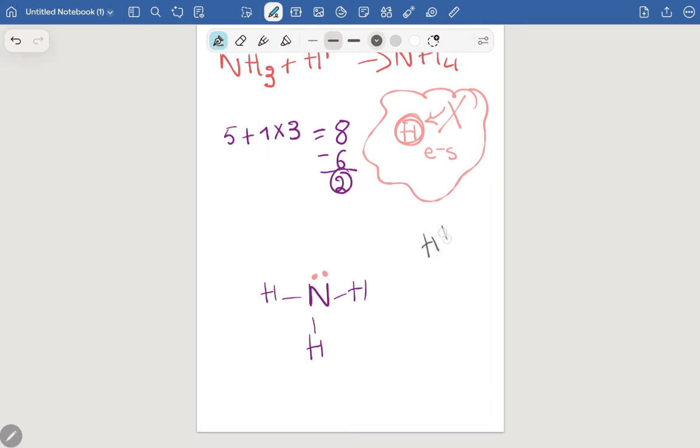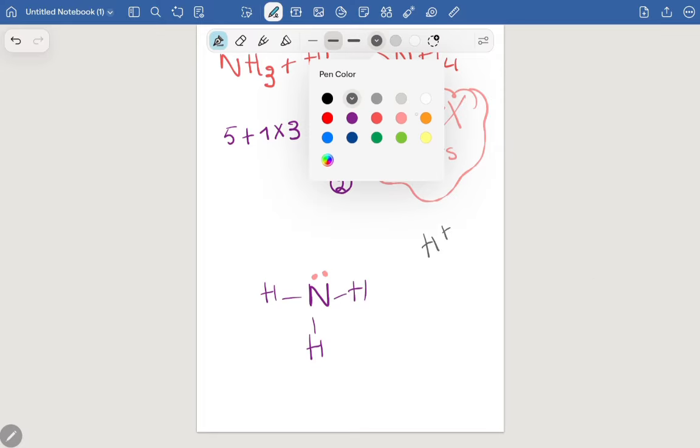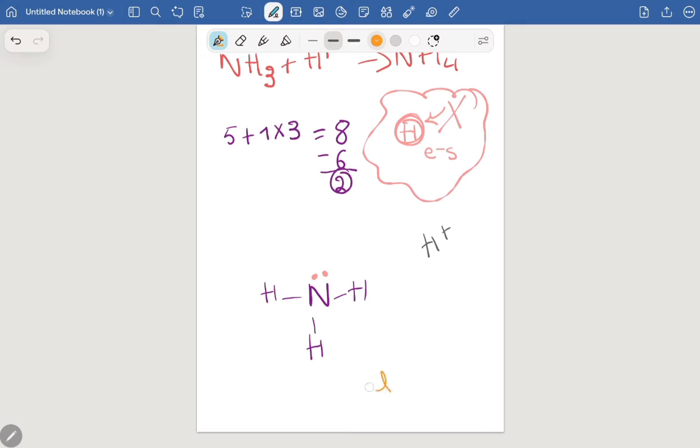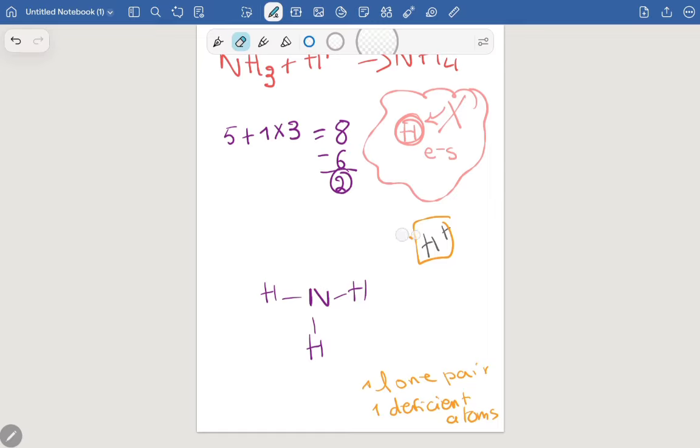Hydrogen, H+. Now, what are the conditions in order for us to have a coordinate bond? We should have one lone pair and one deficient atom. As you can see, we have a lone pair, and over here it's a deficient atom. It's deficient of electrons. So together they will come and they will form NH4+, right?